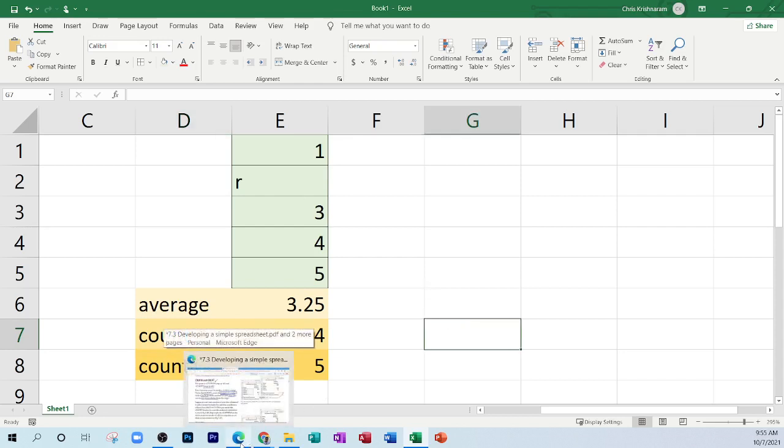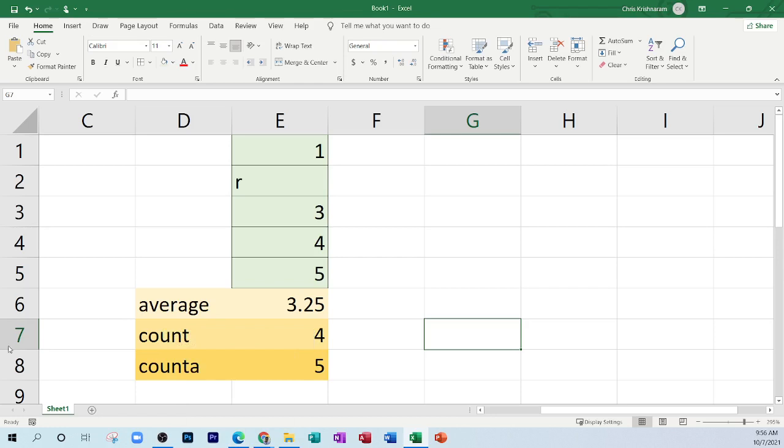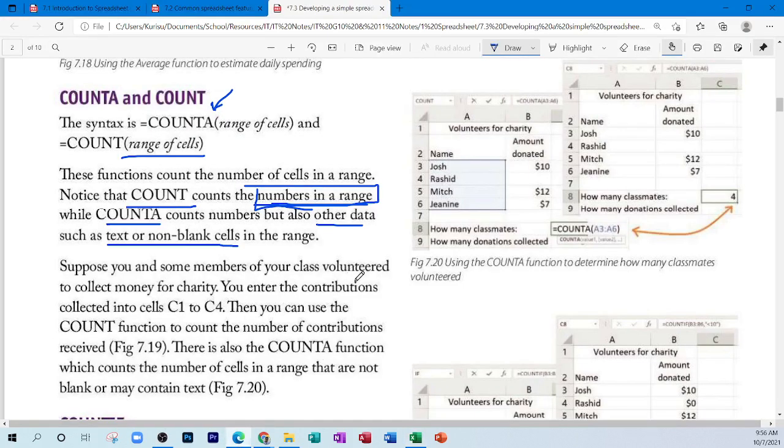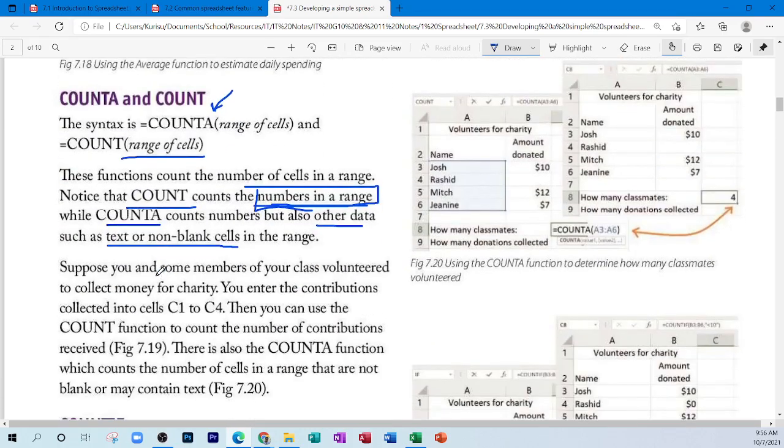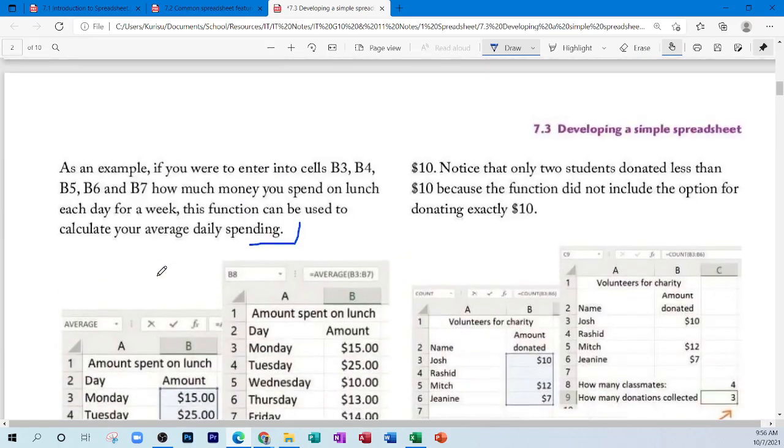Alright, are you guys following? Yes, sir. Any questions so far? No, sir. Alright, I think that is it for COUNT and COUNTA. Good. So please remember what is the difference between the two and what does it count.